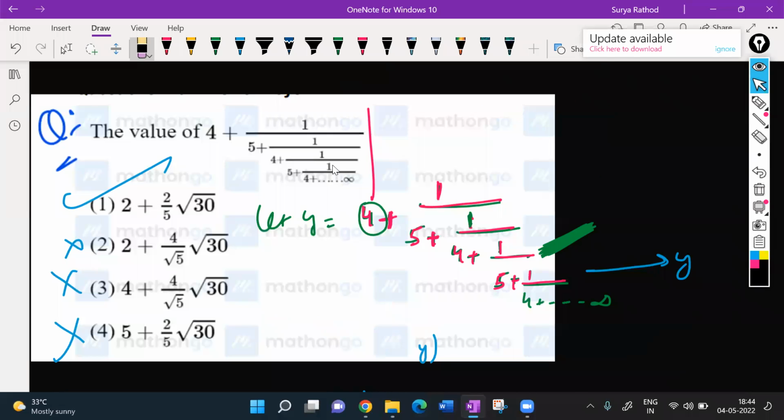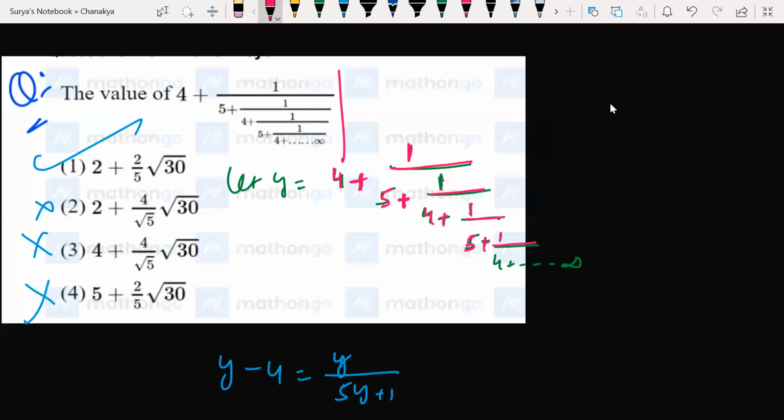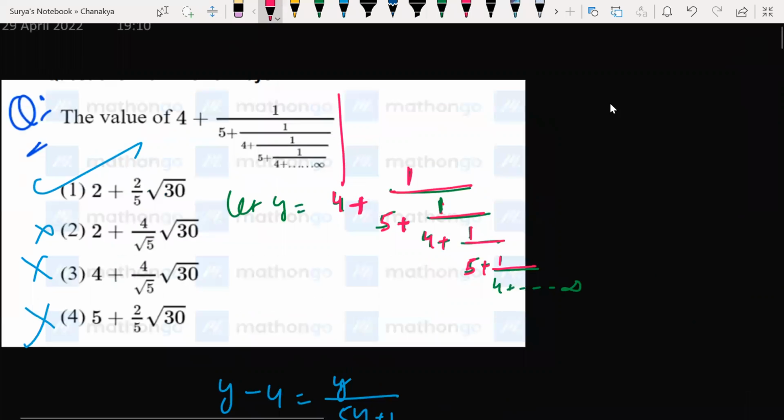Now let me teach you once again. Can you hear me properly? Everyone, I'll repeat again. Very simple question, but look at this here. Let y is equal to 4 plus 1 by 5 plus something you got. So this 4 as it is I'm writing, y as it is, 4 as it is, 1 as it is.